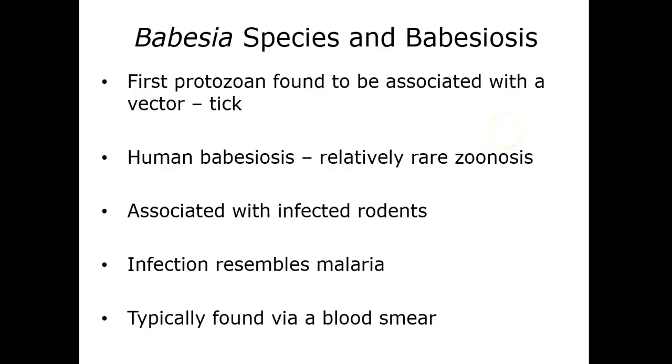Babesia microti is the first protozoan to be tied to the bite from a vector such as a tick. And it is acquired from the bite from the hard-bodied tick, and it's a relatively rare zoonosis. The infection does resemble the symptoms of malaria, and again, it's diagnosed usually by looking at the blood cells in a blood smear under the microscope.